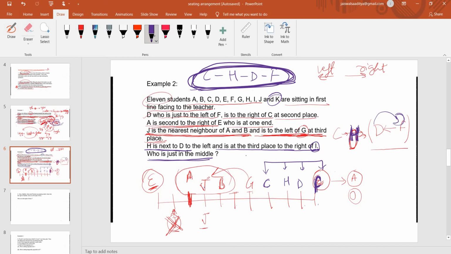H is next to D, to the left, and it is at third place to the right of I. In the third place to the right of I. So I is going to be here because 1, 2, 3. Talking about the H and I relationship at the third place. So this is at the third place. Correct? Now see, only K is left. So K is going to come here. So who is just in the middle? So in the middle I is there. Okay. The middle term is I. You can write it as I also.